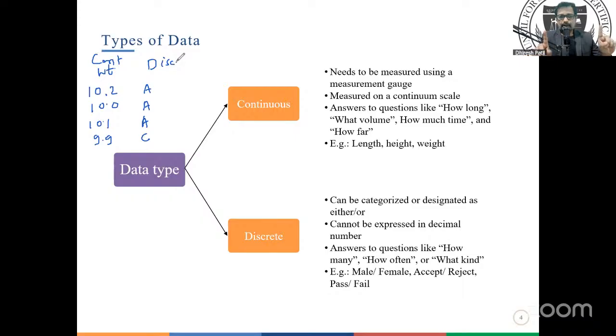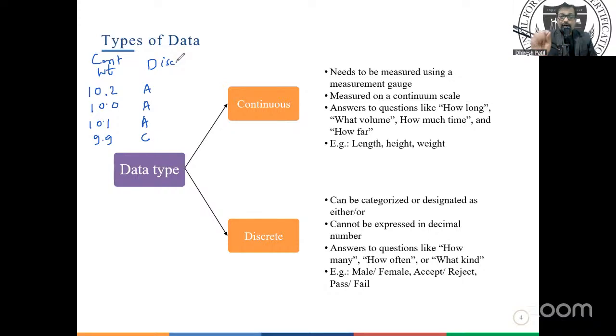Clear? 10 grams is the acceptable limit. Below 10 grams I have to reject it. So if I have the weight data with me, it's continuous data. But if I have discrete data like accept or reject data, then that is called discrete data. So which kind of data are we collecting? That is what it's all about, right? So continuous and discrete, very, very important.